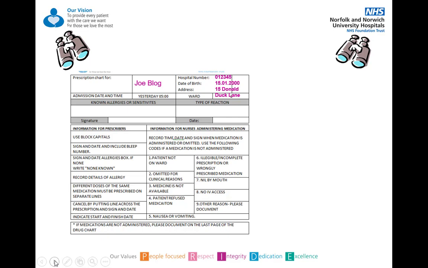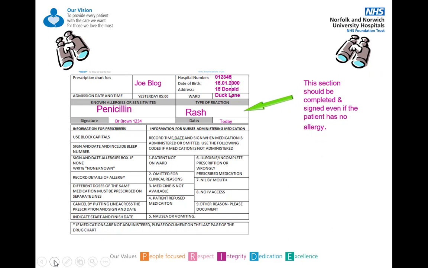So if they're allergic to penicillin, it should be quite clear that that's an allergy and what kind of reaction they have. And again, you'll be expected to read from left to right the prescription chart for your patient, and it should be signed by the doctor and dated. You should be confirming that this is correct with the patient at the bedside. Where the patient has no allergies, it should also be quite clear and documented with no known allergies in the allergy section, and it should still be signed by the doctor and dated.